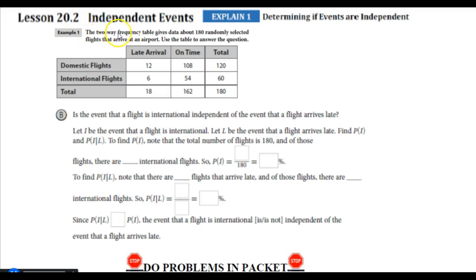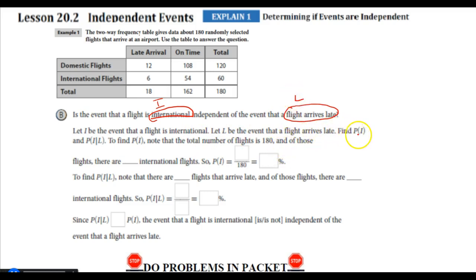Alright, so for part B, again, they're giving us the same two-way table for flights that are domestic within the U.S. or within the country and international outside the country, late and on time. In this case, they're asking us, is the event of a flight being international independent from a flight arriving late? Alright, so they give us some stuff to fill out. So let's say I is the event that something is international, and L being for late.